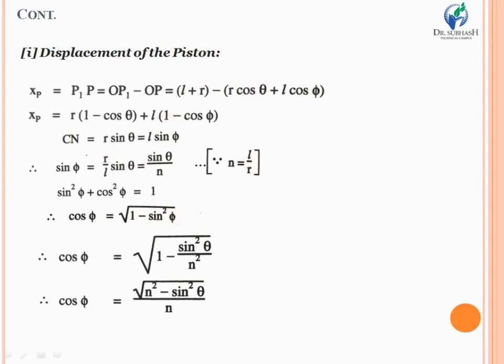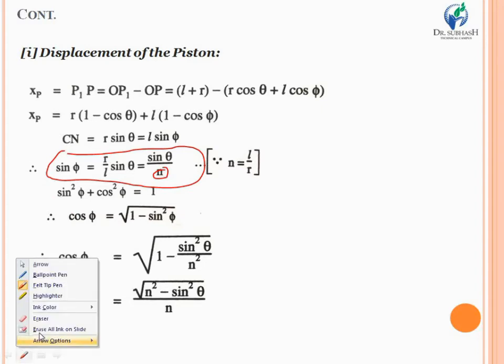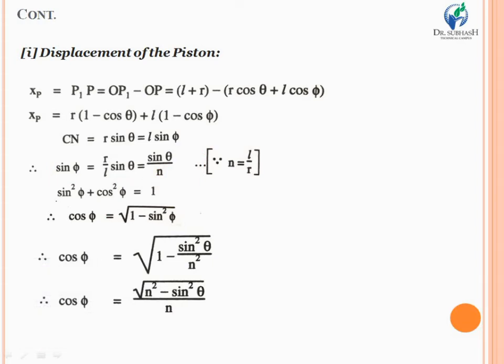So again sin phi will become r upon L sin theta, and we know that r by L, or we can say that L by r, is equal to n. So ultimately the relation for sin phi will become sin theta upon n, and we know the Pythagoras theorem, that is sin square phi plus cos square phi is equal to 1. So from that you can have cos phi is equal to under root 1 minus sin square phi. Again, sin phi can be replaced with sin square theta upon n square.